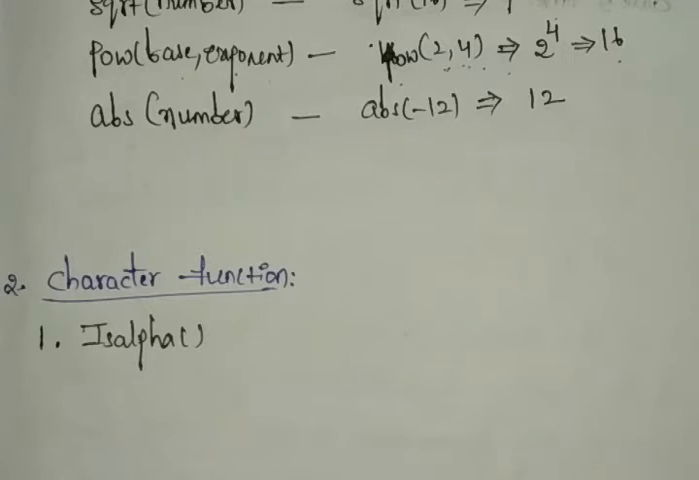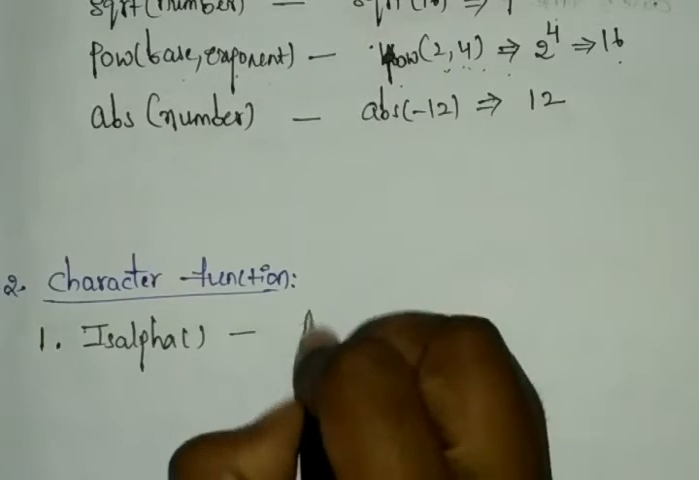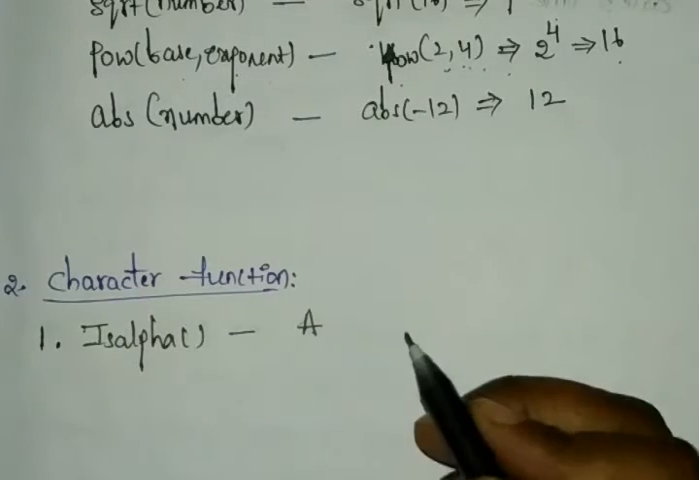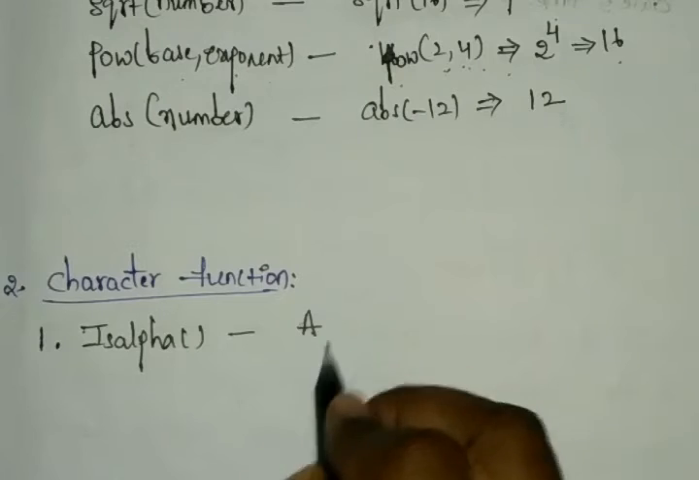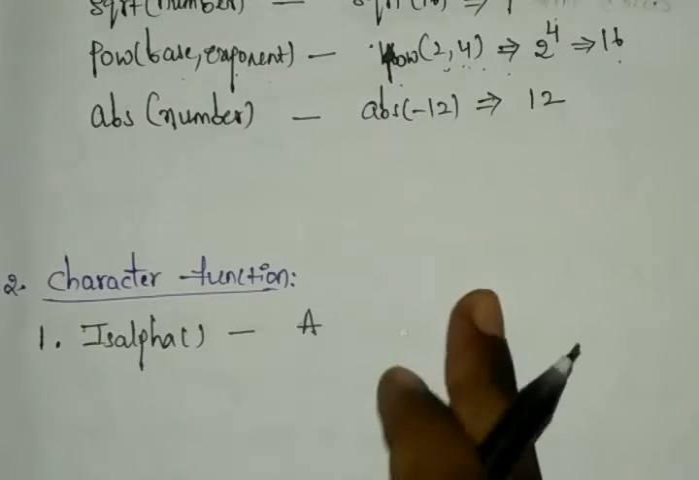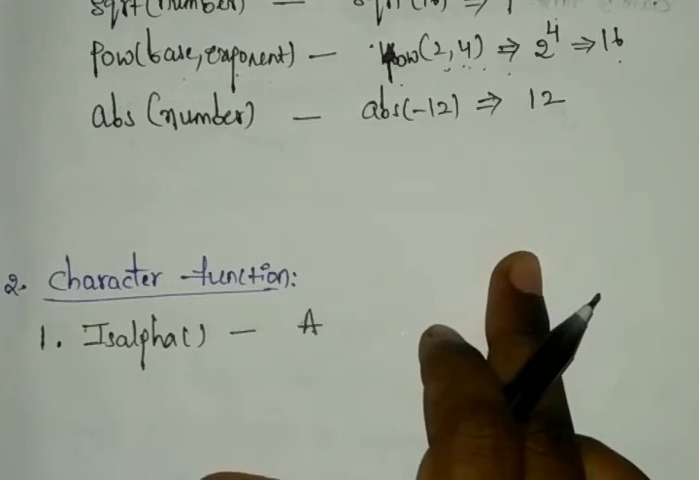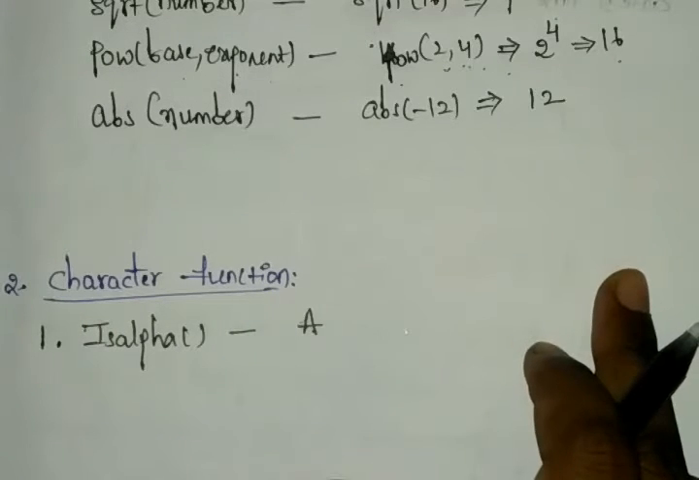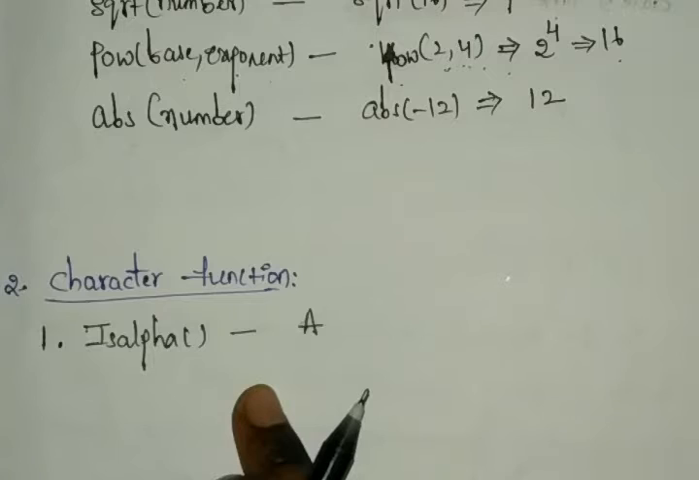For example, if you enter A, in our output you will get A. This is an alphabet only. If the user enters alphabets only, the output will be displayed. Otherwise nothing will be displayed. That is our isalpha.